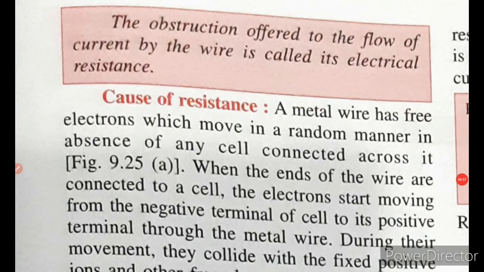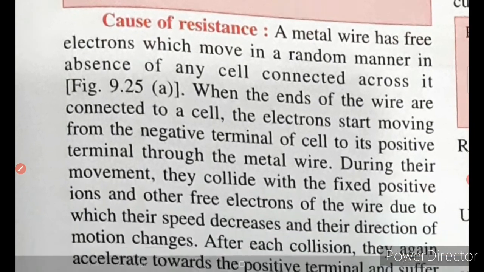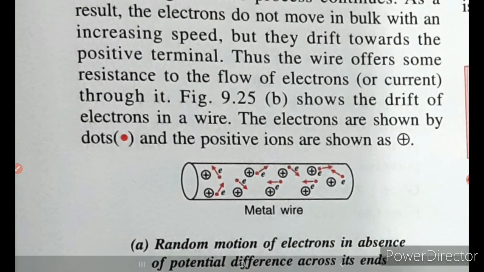Thus we can define resistance as the obstructions offered to the flow of current by the wire. Now let us understand what causes this obstruction or resistance. A metal wire has free electrons, as you all know, which move in a random manner in the absence of any cell connected across it. That means in a given wire no current is flowing, because all these free electrons, as shown in this figure, can move in any random direction. It is moving randomly, not in a given direction.